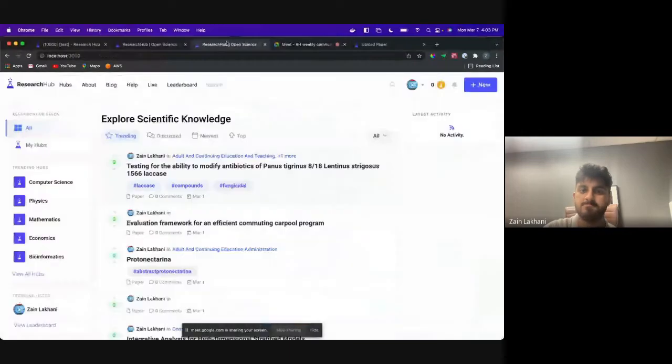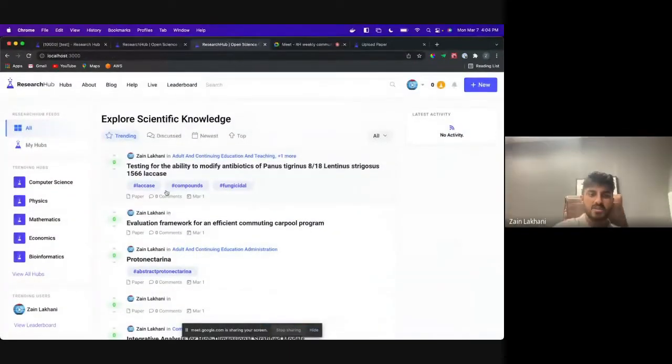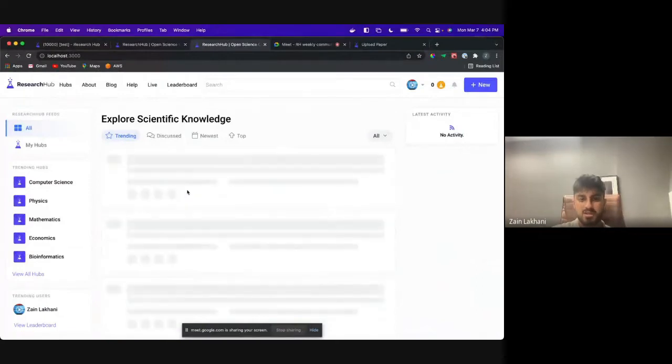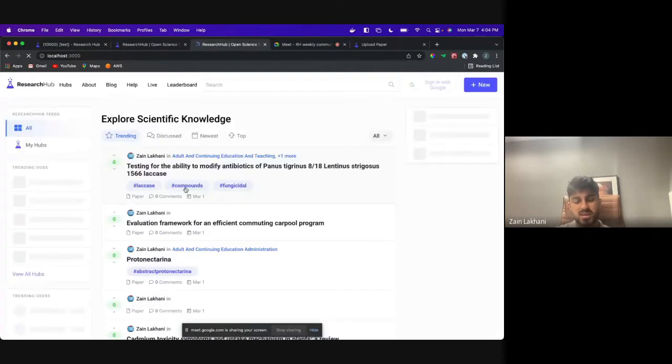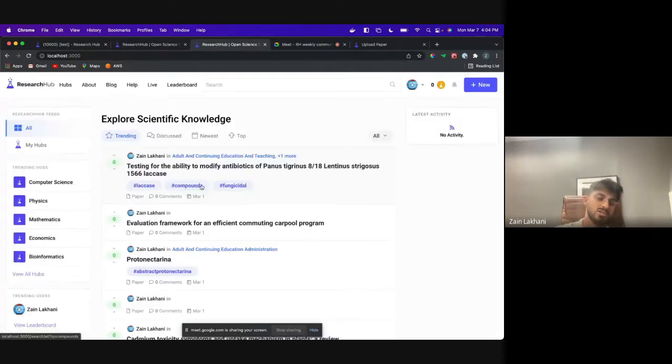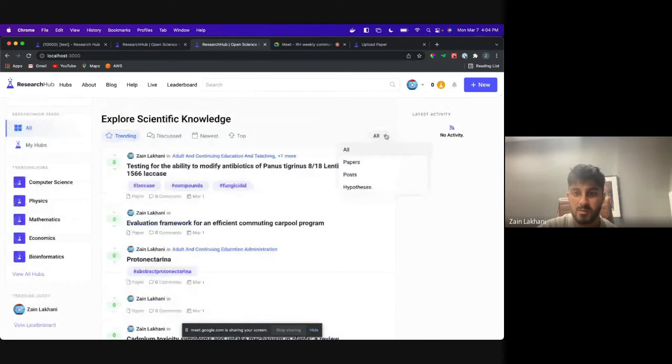Can everyone see my screen? Yeah, looking. So the idea is, this is not final yet, but it'll look something like this. And the idea is when you click on one of these tags, it'll basically show you a list of all papers associated with that tag, right? So if I click fungicidal, it'll show me all papers relating to fungicidality, or however you pronounce that word. And you can filter through the same way you'd be able to now, like based on papers, posts, hypotheses, discussed, newest, top. That wouldn't change.